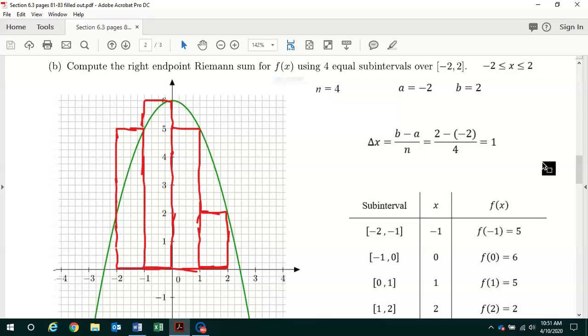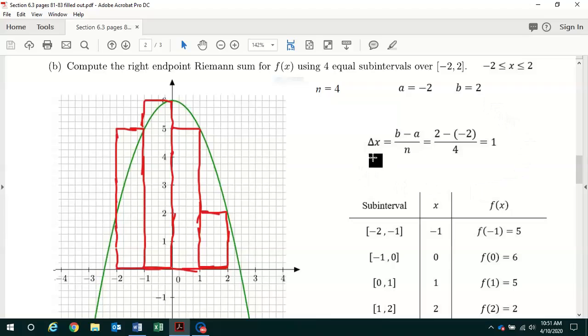At the top of page 82, you're instructed to compute the right endpoint Riemann sum for f of x using 4 equal subintervals over the interval from -2 to 2. Again, this closed interval refers to the values of x, from x equals -2 to x equals +2. You're asked to use 4 equal subintervals, which means we're going to have 4 rectangles. So n equals 4, a is equal to -2 and b is equal to +2.